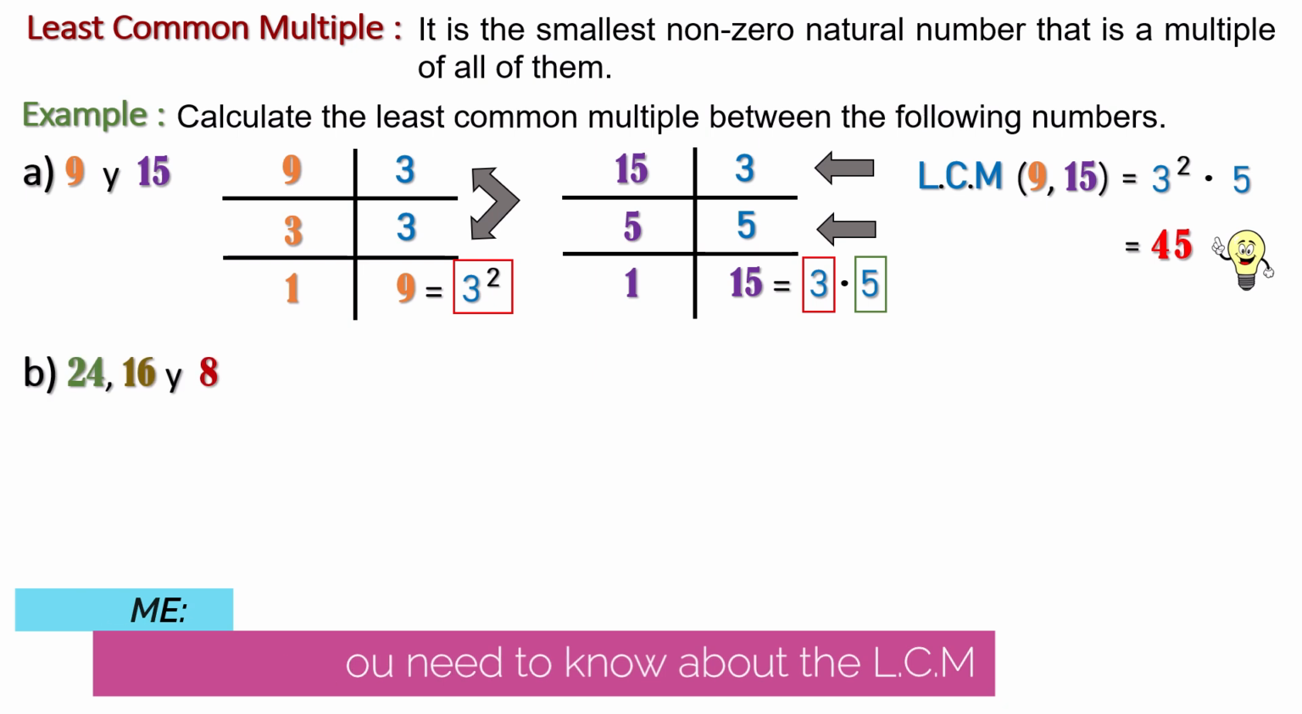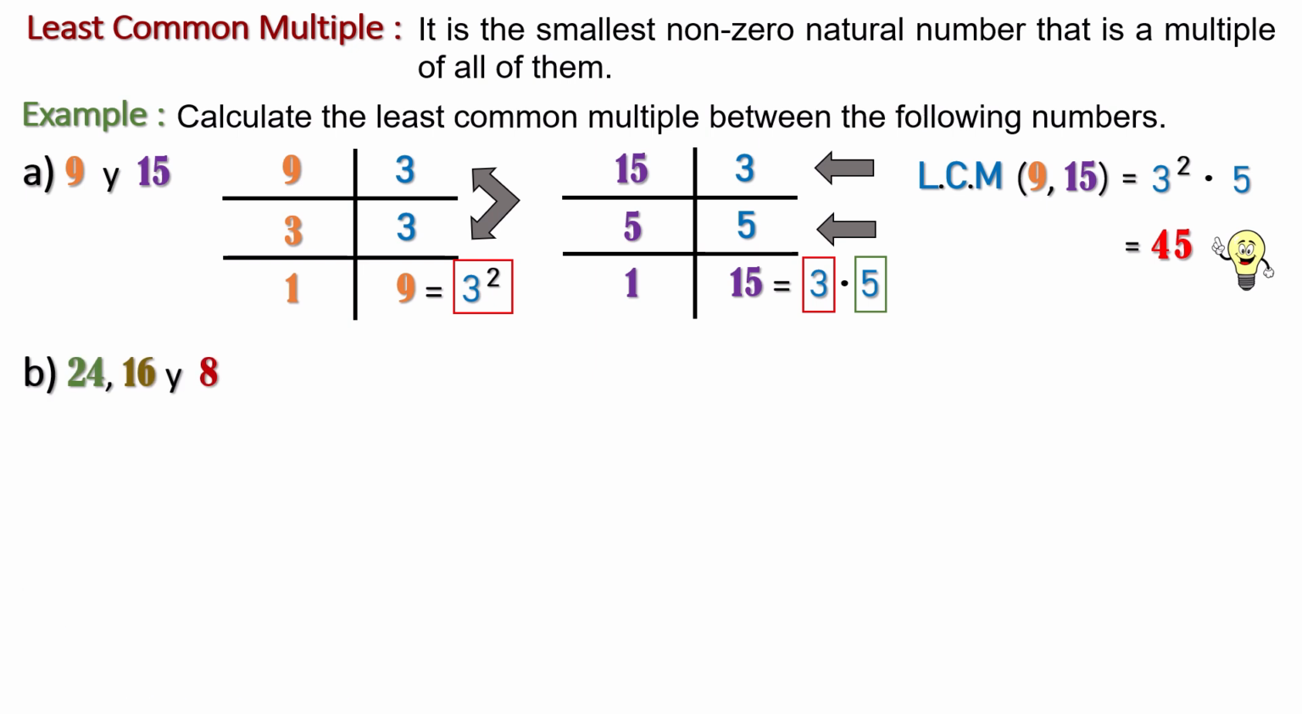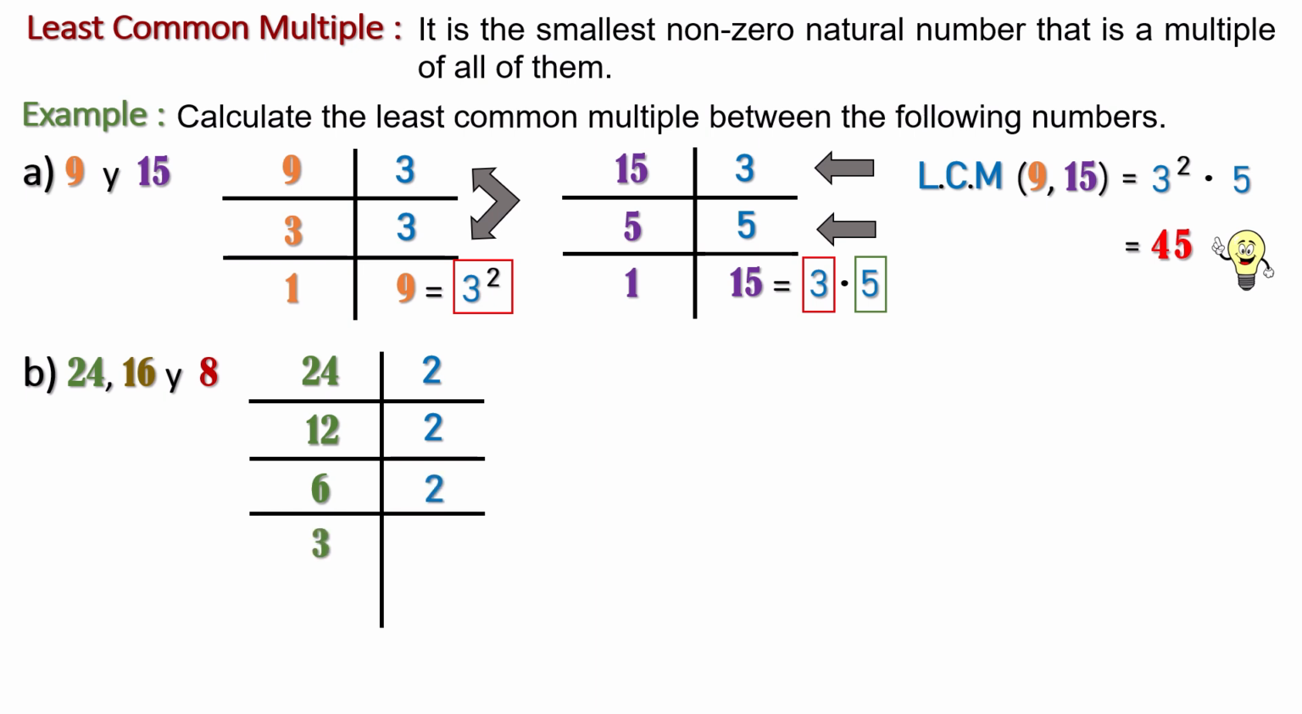Literal B, between 24, 16, and 8. Applying the same procedure, we have the table for the 24, where dividing by 2 we obtain 12. The 12 we can divide by 2, we obtain 6. The 6 we can divide by 2, we obtain 3. And the 3 we can divide by 3, we obtain 1. Then the 24 we can write as the product of the power 2 raised to the cube, because the 24 has been decomposed in 3 times 2, and the 3.